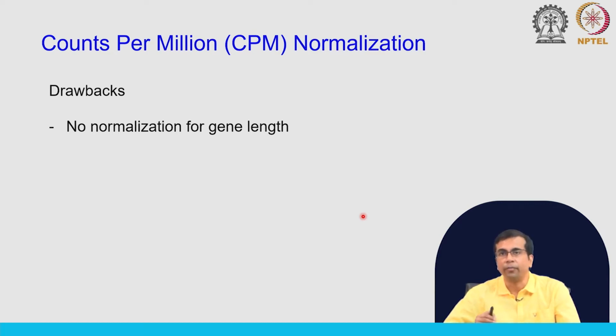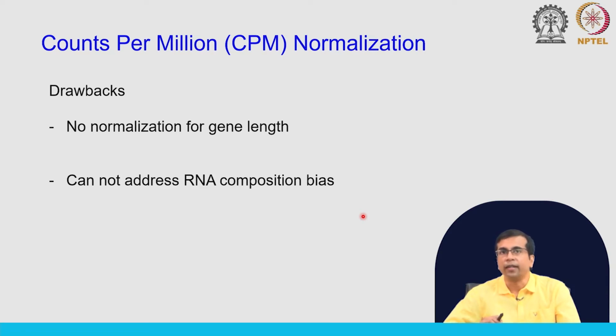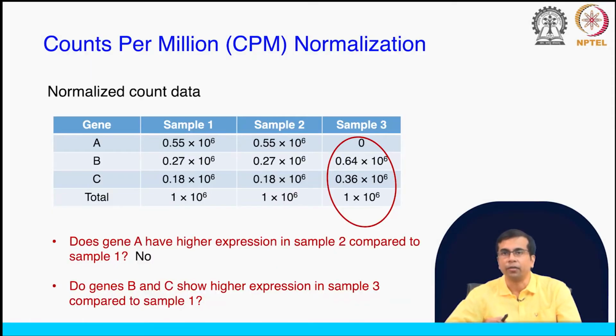That means we cannot really compare expression levels of genes even within a sample. This is one drawback. The second is that we have not addressed the RNA composition bias. So, what is this RNA composition bias? We briefly mentioned it in the last class. If you look at sample 3, for gene A, the read count is 0.